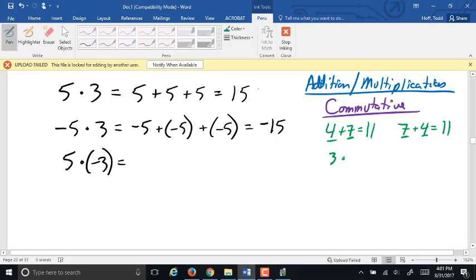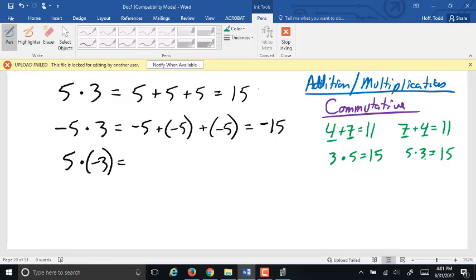Or what if I have 3 times 5? It's 15. 5 times 3? Also 15. Multiplication is commutative. I can switch the order of those two numbers when I'm multiplying, and I'm still going to get the same result. So when we say commutative, that's what we mean by that. Now, obviously, subtraction and division are not commutative. If we're subtracting and we switch the order of the numbers, it is going to make a drastic difference in our result.